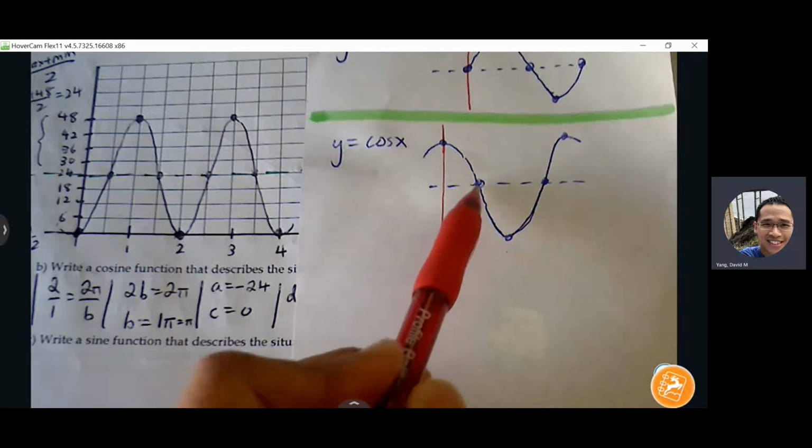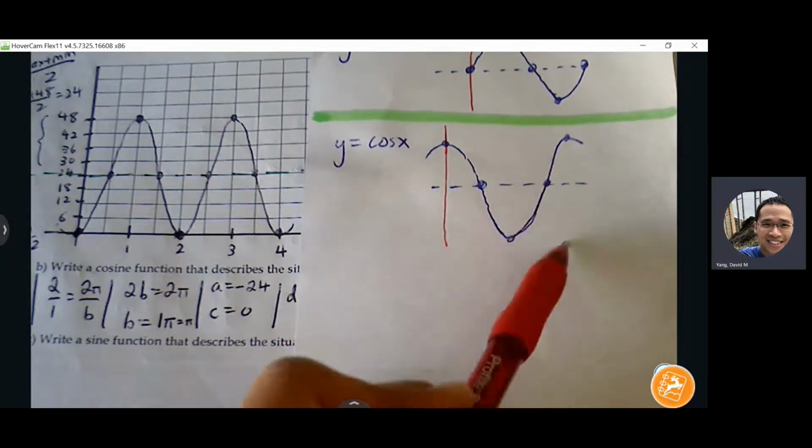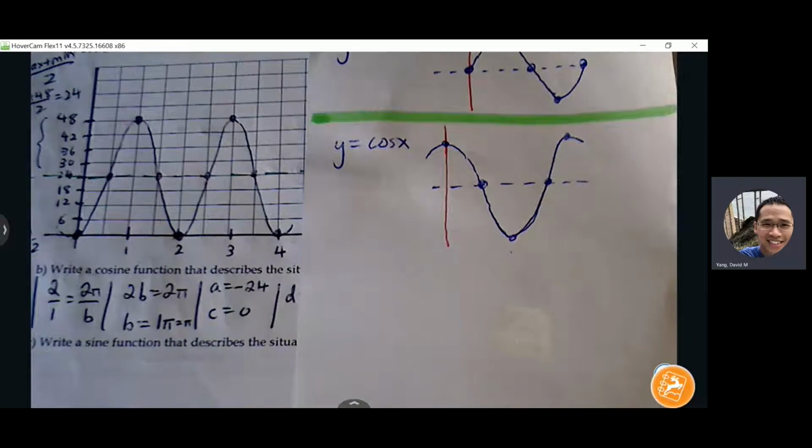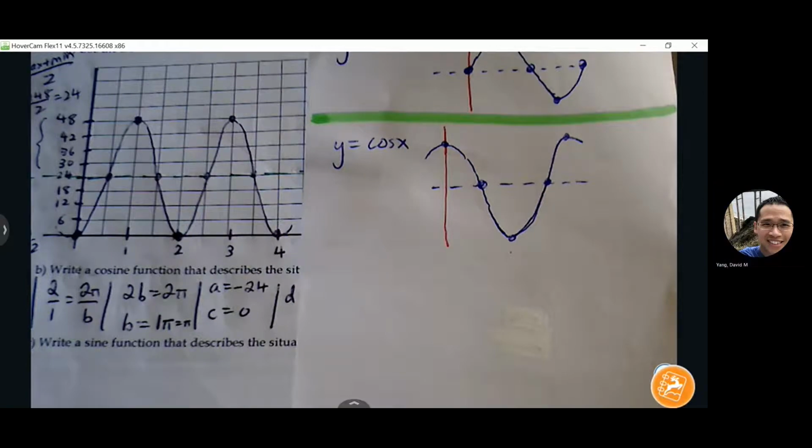Anytime it starts at the minimum, midline, max, midline, minimum, it's just a reflected version of the cosine graph, right? It doesn't feel shifted because I'm at 0. I am lined up pretty nicely. Okay. Thank you.